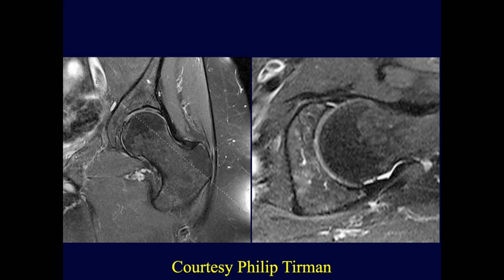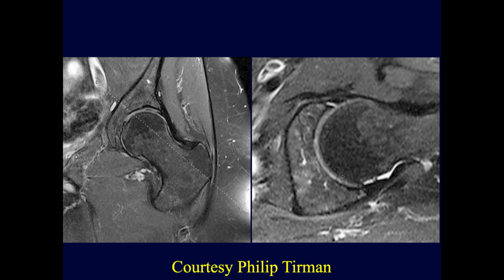Okay, Jennifer, what do you think of this case? Okay, so we have a coronal image of the left hip, and I don't see any abnormal signal intensity along the superior labrum, and then here it looks like we're kind of through the mid joint space, so this line shows where this oblique axial image was obtained.